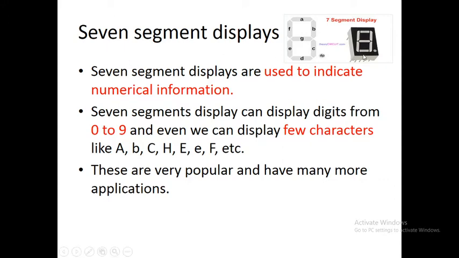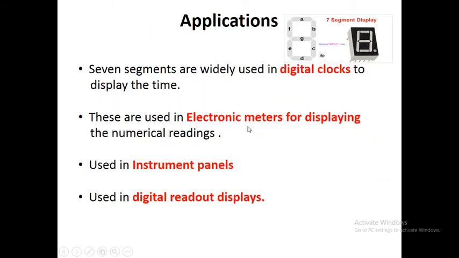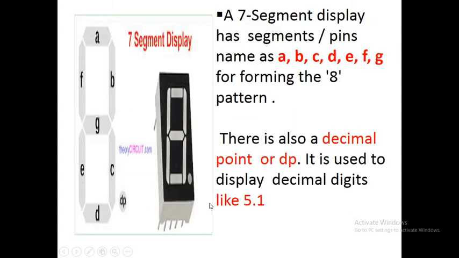We know that this is a 7 segment display, which is used to display digital values from 0 to 9 and letters A to F. This is commonly used for displaying information. We use it in various applications such as a digital clock, electronics meter, instrumentation panel, digital readout display, etc.